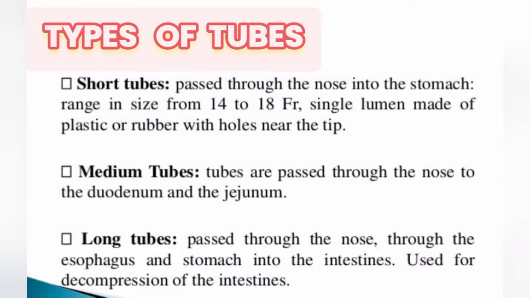Now let us discuss the different types of tubes. The tubes are of different sizes: short tubes, medium-sized tubes, long tubes. Short tubes are passed through the nose into the stomach and range from 14 to 18 French. Single lumen, made of plastic or rubber, with holes near the tip. Coming to the medium tubes, they are passed through the nose to the duodenum and jejunum. Coming to the long tubes, they are passed through the nose, through the esophagus and stomach into the intestines, used for decompression of the intestines.